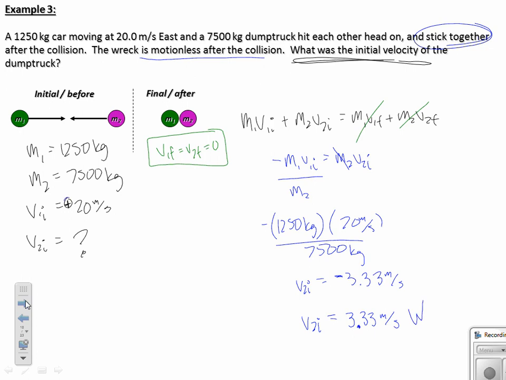We said positive is east. Okay? So those are about as straightforward as we can get them, one-dimensional interactions. We'll get into two-dimensional interactions very soon. Okay, folks? I will see you tomorrow.